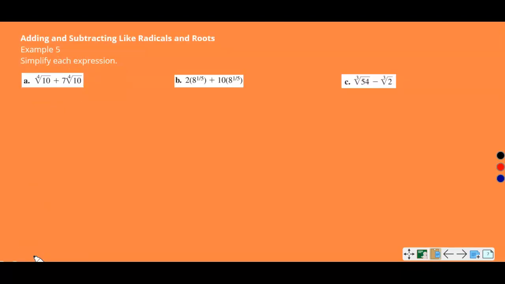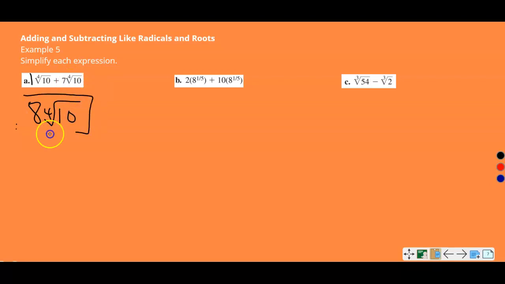Example 5. Adding and subtracting like radicals and roots. Simplify each expression. All right, so like radicals are the same index and the same radicand. So if they have the same numbers here, 4th root of 10, 4th root of 10, then we can add or subtract them like terms. So this one does not have a coefficient, so we assume that to be a 1. So you can write that down so you don't forget. And then we have 1 plus 7. So basically we're just adding those together, and we get 8 4th roots of 10.